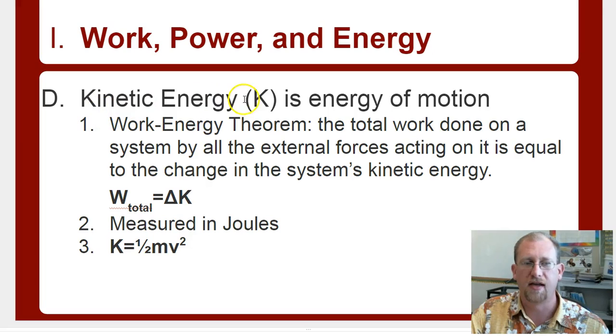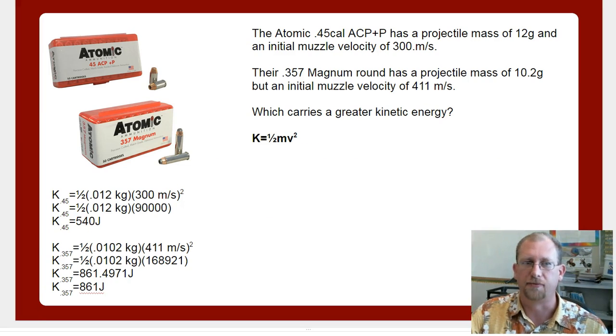We measure kinetic energy in joules, just like we measured energy in joules or work in joules. They're the same unit, okay? So kinetic energy is 1/2 times the mass of an object times the square of its velocity. That will give you the kinetic energy of that system, okay? So the bigger something is and the faster that it's moving, the more kinetic energy that it has. Let's look and see how that plays out.